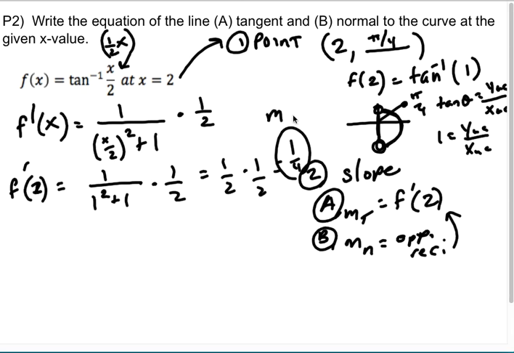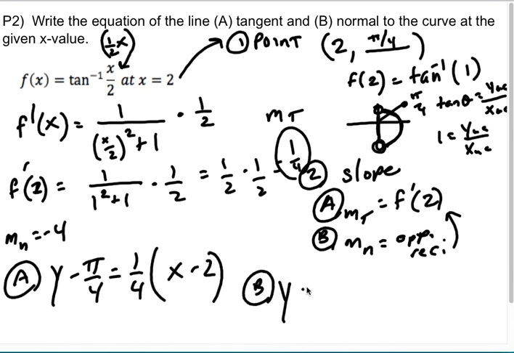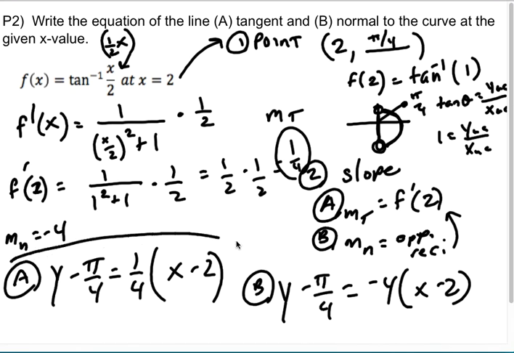Once I know that that's my tangent slope, I know that my normal slope must be a negative 4, and now I can answer both questions. Y minus my y value equals m, which is a 1/4 in the case of the tangent line, x minus the 2. And for my normal line, it's the exact same setup, but I'm going to use a negative 4 as my slope. And again, if you want to add the pi over 4s to the other side to solve both of those for y, you absolutely could.